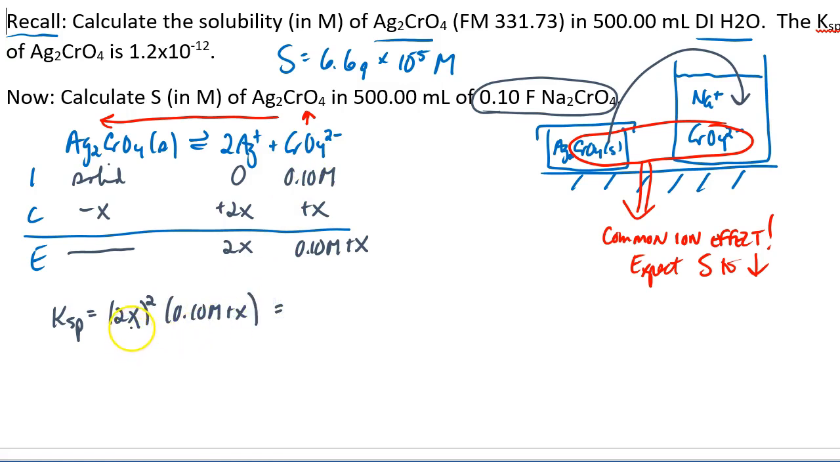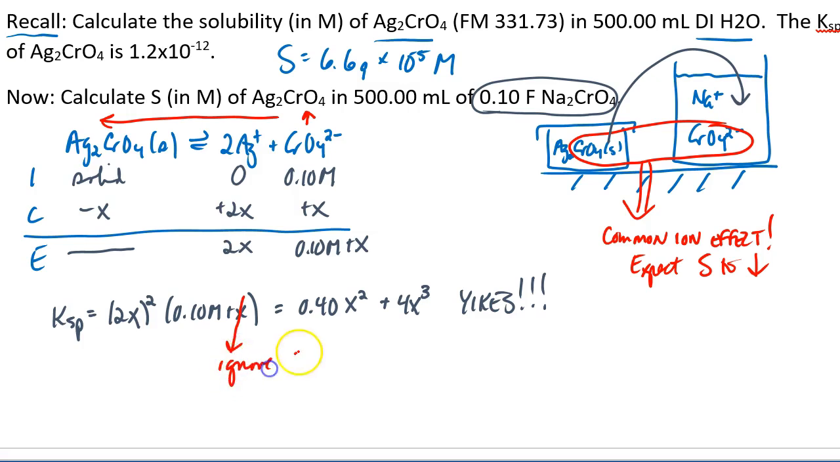So if I distribute the 4x squared across these two terms, I think I end up with 0.40x squared plus 4x cubed. And now I'm worried because I haven't solved an equation like this in a long, long time. I'm not a mathematician. But as a chemist, I think I can simplify this problem just a little bit. If we think about the magnitude of this x, isn't it going to be so much smaller than the 0.1 molar? Isn't this x going to be a lot less than the 0.1 molar?